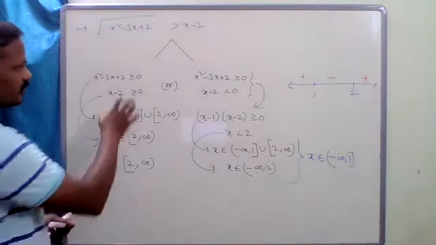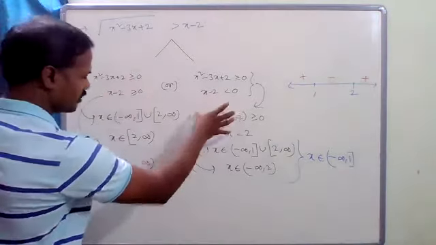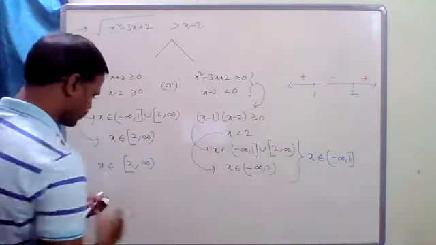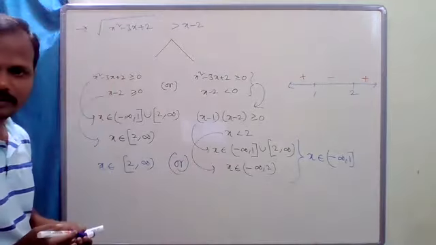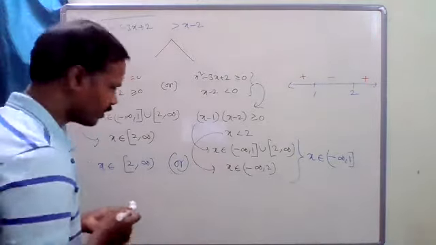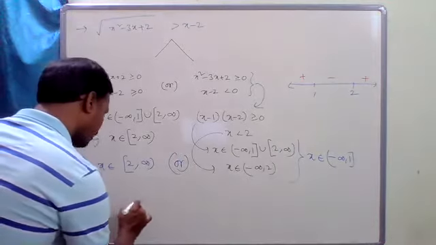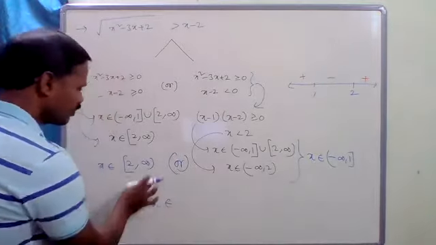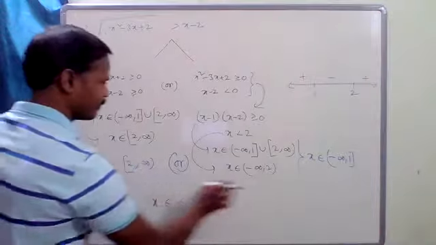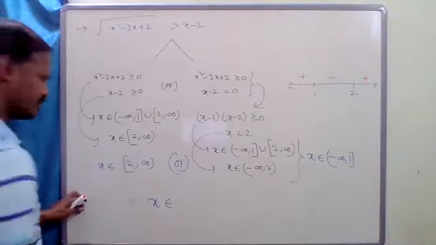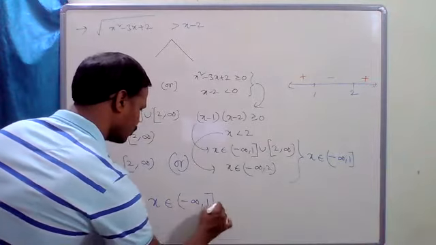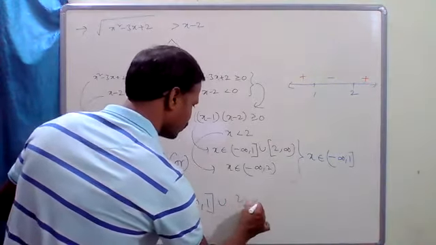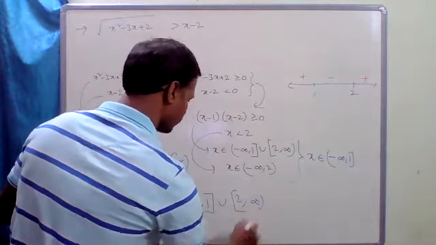Now either this or this. Here R is there. Now what do we have to apply? You have to apply the union. So what is the final value of x? The union of these two, that is minus infinity to 1 union 2 to infinity. Okay.